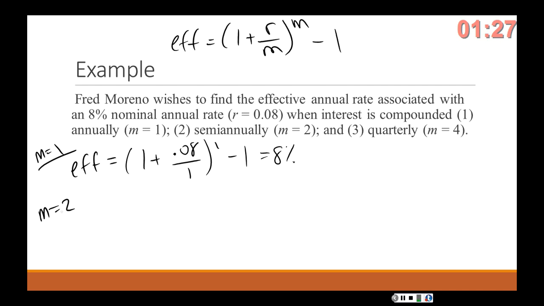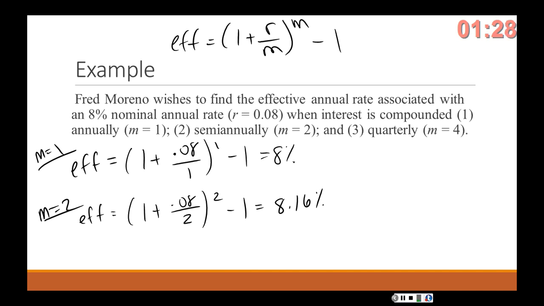So m equals 2. The effective rate would be equal to 1 plus the 8% divided by 2, squared, minus 1, and you get 8.16%. So he's actually earning more than his contract says. Additionally, if this were the opposite, if he were paying a loan and interest was compounded more frequently than annually, he's actually paying more than the contract says.